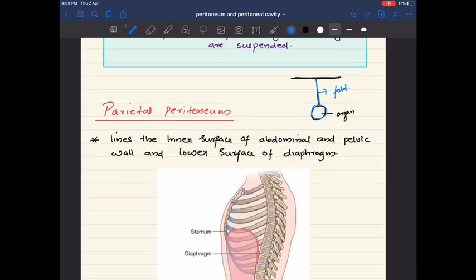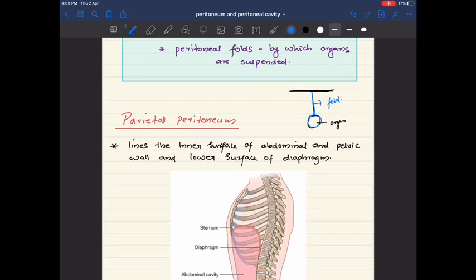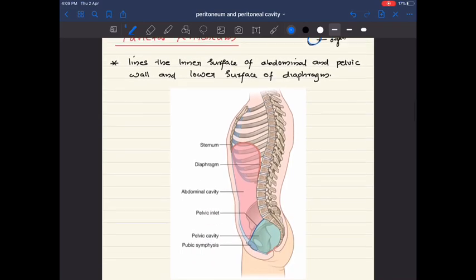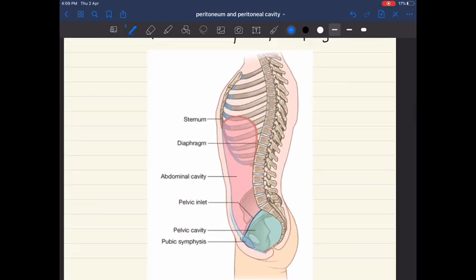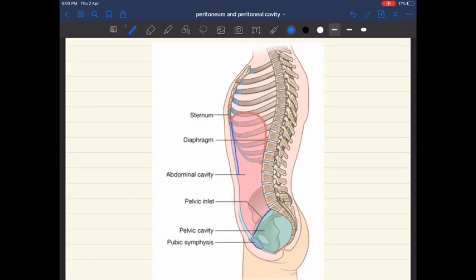So parietal peritoneum, which lines the inner surface of the abdomen and pelvic wall and lower surface of the diaphragm. So this is the abdominal wall, this is lower surface of diaphragm, this is pelvic wall. So this is what I have drawn is parietal peritoneum.